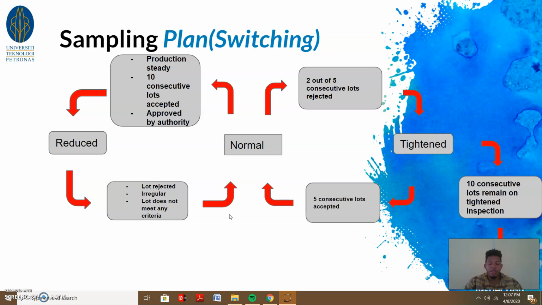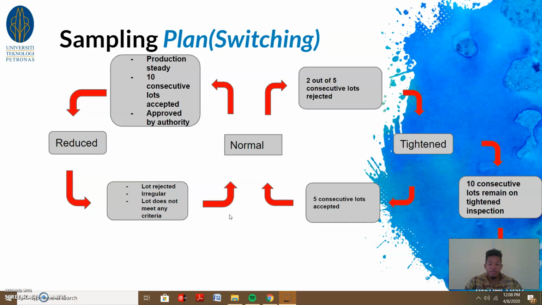When normal inspection is in effect, reduced inspection is applied, provided that all of the following 4 conditions are satisfied: the preceding 10 lots have been on normal inspection and none of them have been rejected. The total number of defectives in the sample of 10 lots is less than or equal to the applicable limit number specified in the standard. Production is at a steady rate, and reduced inspection is desirable by a responsible authority.